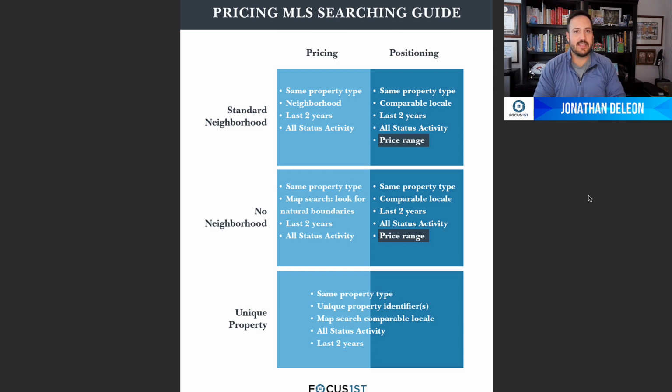Now this can expand outside of a neighborhood, or it could even be inside a neighborhood in different cases, but really we're thinking from a buyer perspective here. Now we're ready to do that. We're going to look for the same property type, a comparable locale, the last 2 years, all sales activity again, and we're going to go by the price range that we really feel fits the most amount of buyers that would be searching for and find our home.